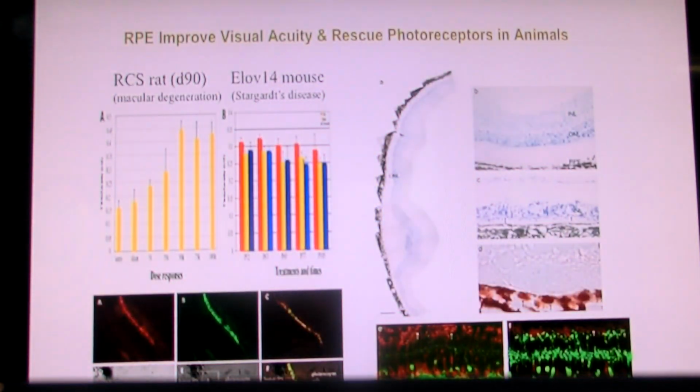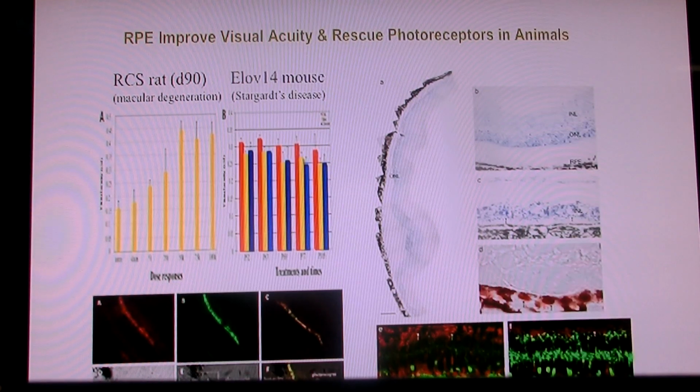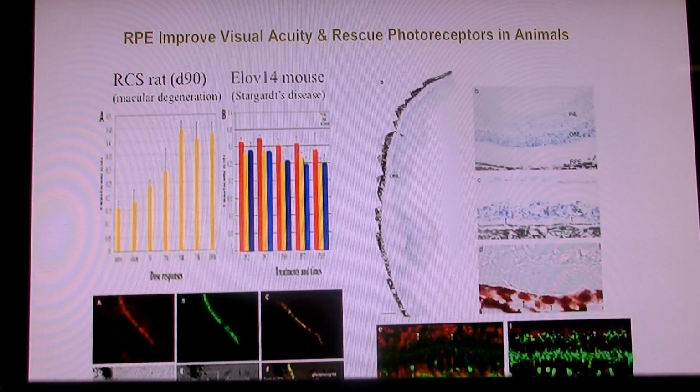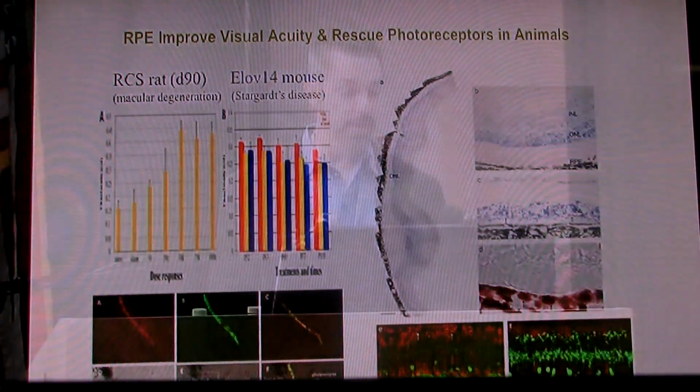If you look at this, you can actually see here, this is the visual acuity. As you increase the number of cells to a higher and higher dose, you can see that there's a dose escalation, and by the time you get to these higher doses, you see 100% improvement in visual acuity over the untreated animals. Similarly, there's a mouse that's similar to Stargardt's disease, and we can show that the injection of these cells prevents the onset of the disease.